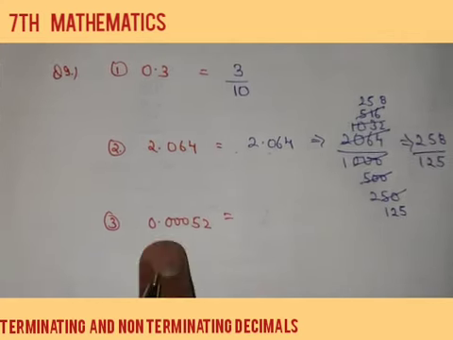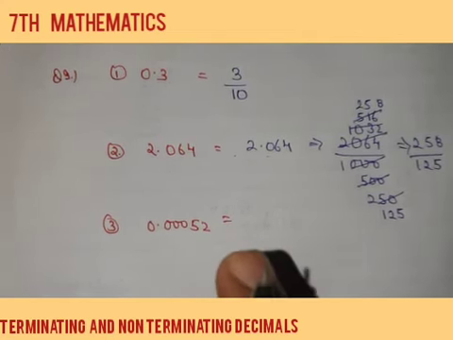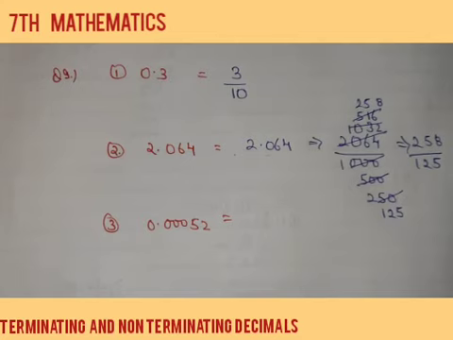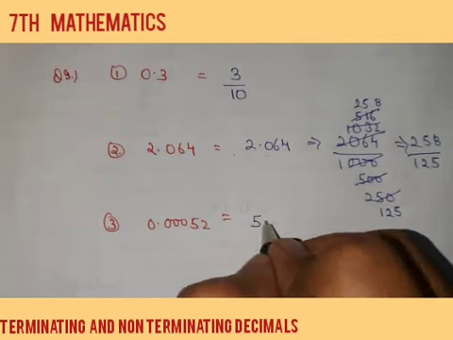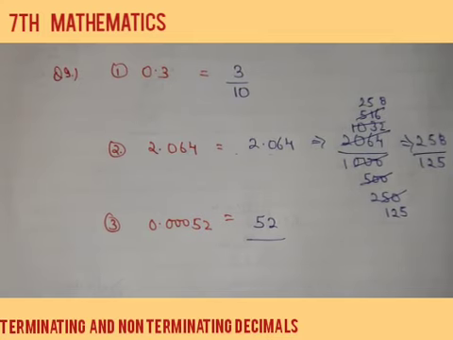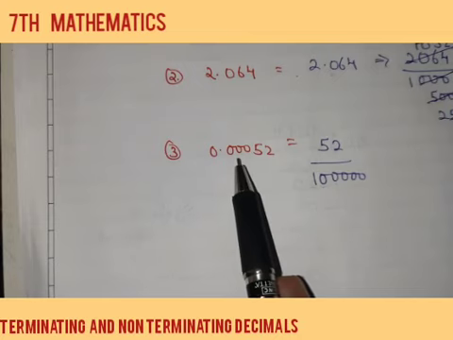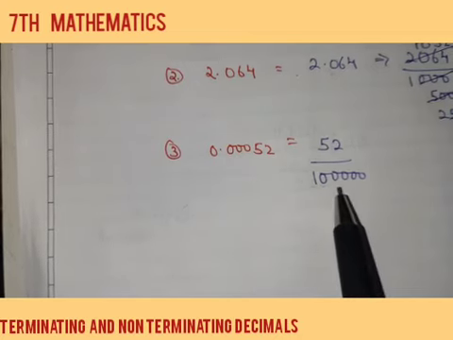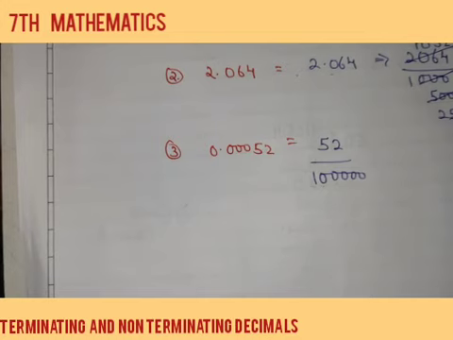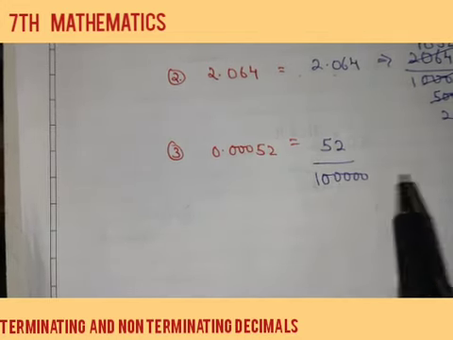Let's see the last one, 0.00052. Now class, tell me how many zeros will be there? Last question, 1 2 3 4 5. Since after the decimal there are 5 digits, we can write down here 52 by 1 lakh, that is 5 zeros.